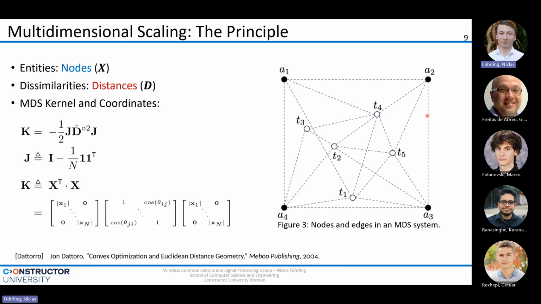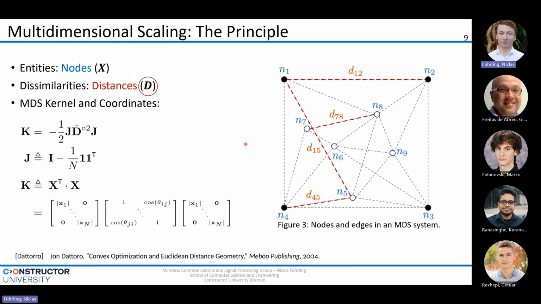So first, if you're not aware, we will shortly talk about the principle of multidimensional scaling. What you can see here are just some nodes and edges in an MDS system. So you have some target points, in this case independent target points, and you have some anchors. In multidimensional scaling, you have these entities, these nodes, where we don't really care about what is a target and what is an anchor. You just have the nodes, and then you will have the distances between the different points. You can see here a few highlighted, but of course you have all of them.